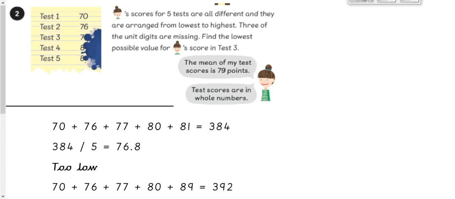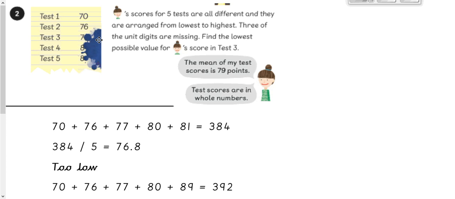So this girl's scores for 5 tests are all different, and they're arranged from lowest to highest in ascending order. Test 1 was 70, test 2 was 76, test 3 is clearly going to be a 70 number, test 4 is going to be an 80 number, test 5 is going to be an 80 number. 3 of the unit digits are missing. Find the lowest possible value for her score in test 3. The mean of her test scores is 79. Test scores are whole numbers.